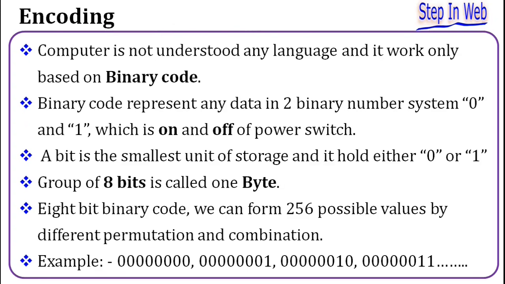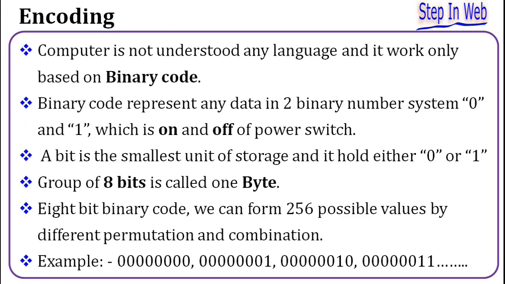Practically, a computer will not understand any language, whether it is a programming language or a spoken language. It works only based on binary code. Binary code represents any data in two binary numbers, that is 0 and 1. 0 means it is switched off and 1 means it is switched on. Like that principle only, it will operate.